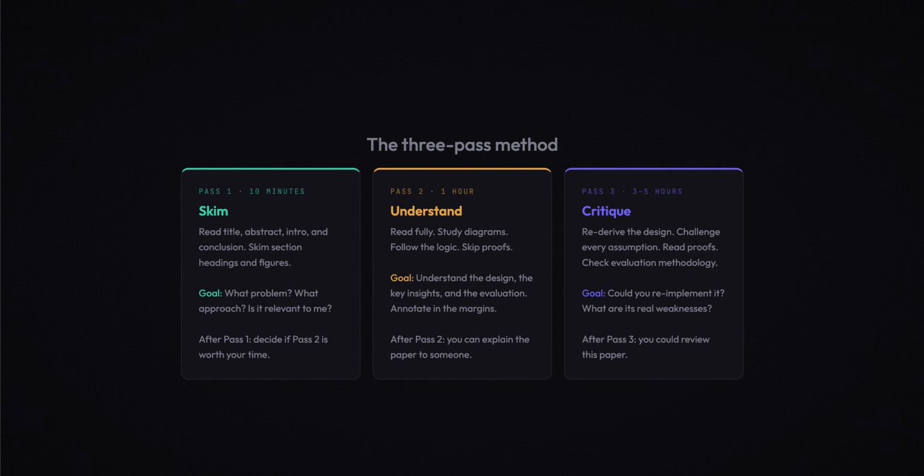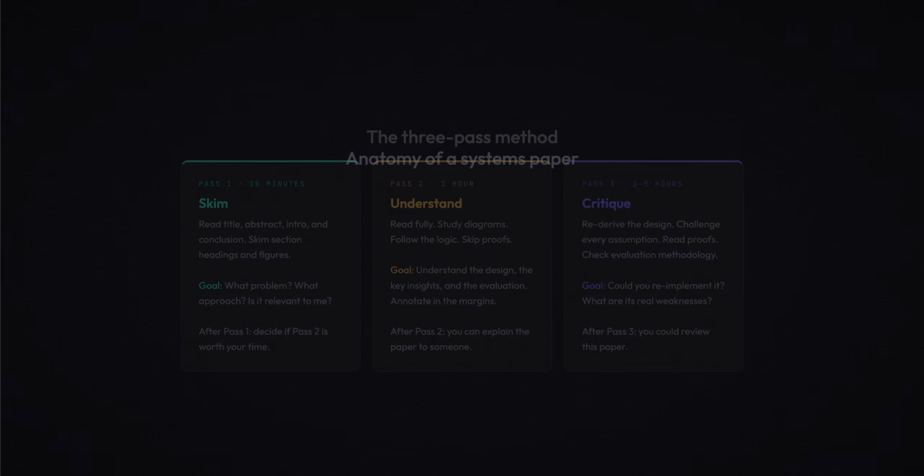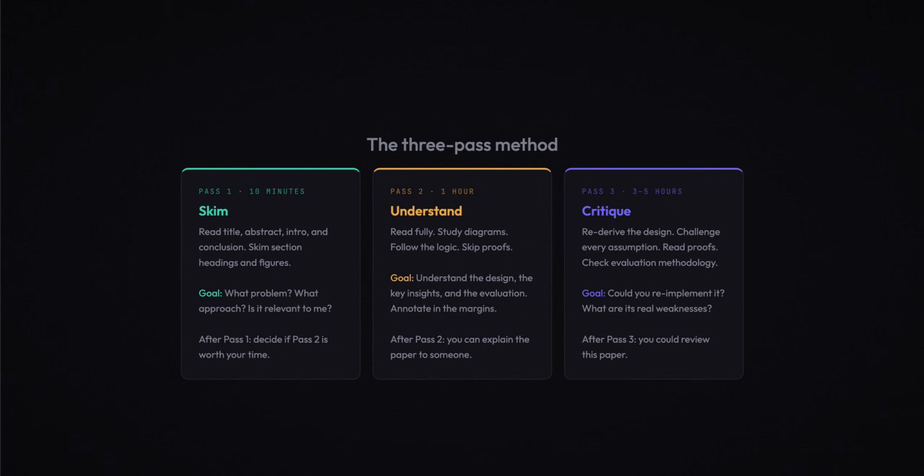Pass 3 is the critic, 3 to 5 hours, sometimes more. Rederive the design yourself, challenge every assumption, read the proofs, check the evaluation methodology. After pass 3, you could review this paper for a conference. Most papers deserve only pass 1. A few deserve pass 2. The classics, the ones that shape your field, deserve pass 3.